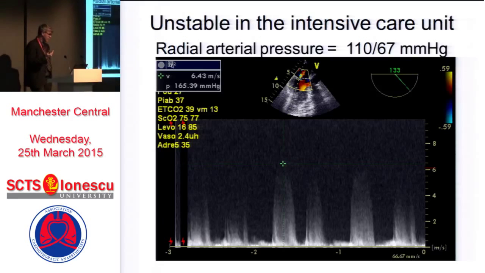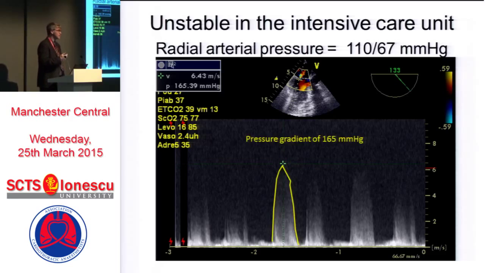What can you do if you have ultrasound? Well, if by chance you have a mitral regurgitation, then the same way you can estimate the pulmonary artery pressure, you can estimate the systemic arterial pressure with the mitral regurgitation. This was a patient who was unstable in the ICU. The radial artery pressure was 110/68. There was an MR. There was no aortic valve pathology. But the MR gave us a gradient of 165 millimeters of mercury. So when we put in the femoral artery, the pressure was 180, and then we significantly reduced the amount of vasoactive support.